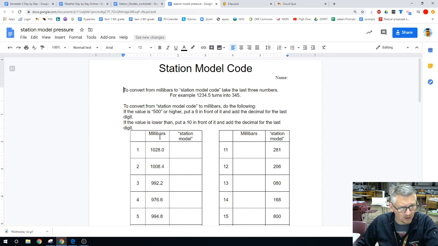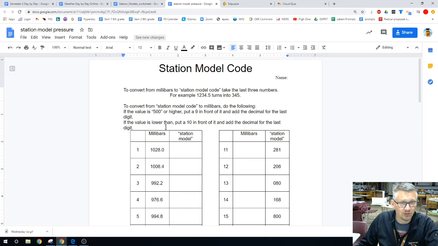One is you are given in millibars and you need to change it into the station model. And the other one is it's in the station model and you need to give it in millibars. So there's rules if you want to memorize rules. To convert from the station model code to millibars, if the value is 500 or higher, put a 9 in front of it and add a decimal for the last digit.